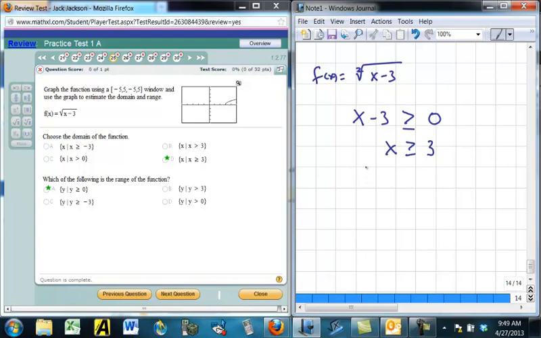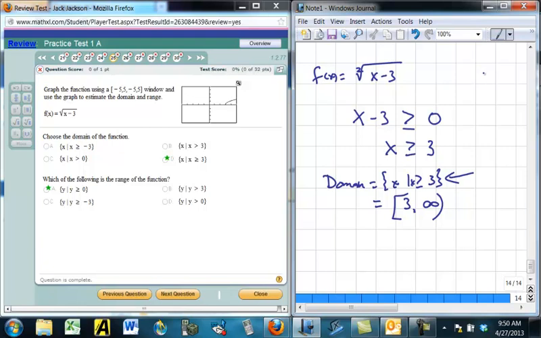So the domain in set builder notation is the set of all x such that x is greater than or equal to 3. Or in interval notation, 3 to infinity, never include infinity, we do include the 3. So 3 to infinity, well, they did it in set builder notation this way. So that's D, so do that first of all.